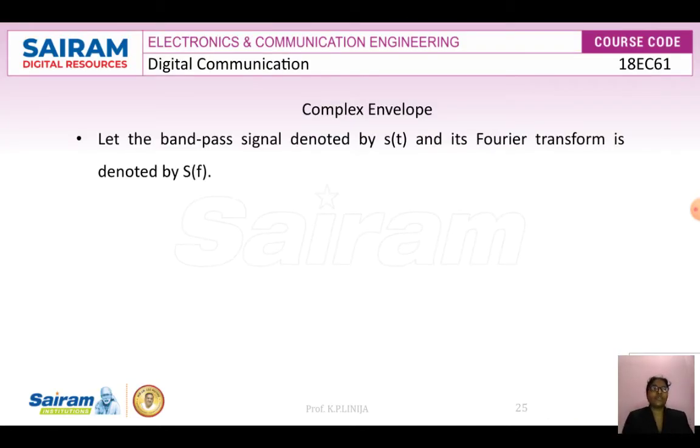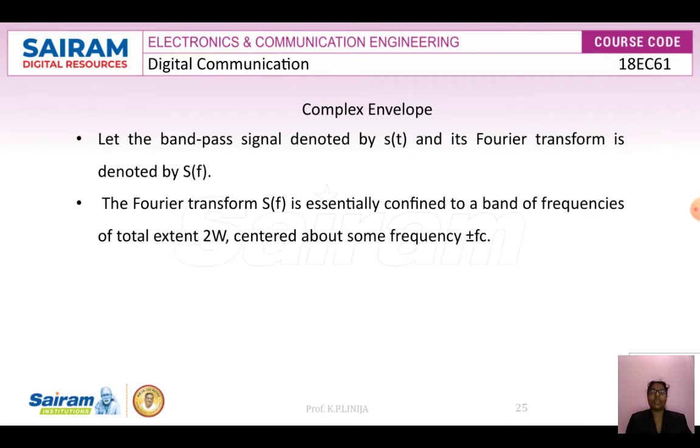First, we want to know how to define this complex envelope. For that, let us consider the bandpass signal, denoted by S of t, and the Fourier transform of this signal S of t is denoted by S of f. The Fourier transform S of f is essentially confined to a band of frequencies. The total extent, the maximum bandwidth, is 2W, and the center frequency can be plus Fc or minus Fc. This Fc is nothing but the carrier frequency.